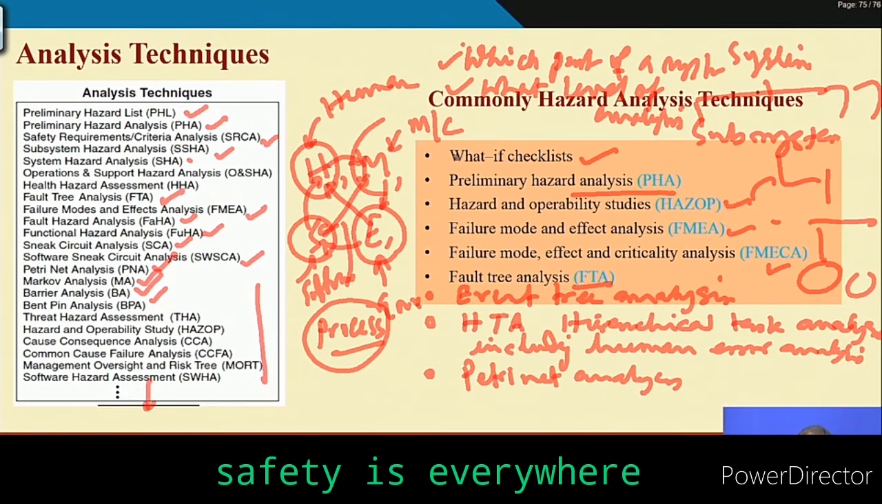For example, what-if and preliminary hazard analysis are very much used for any kind of thing like human, machine, environment, process. It is possible at the total system level or at the component level. Hazard and operability studies, HAZOP, is mostly used in process industries. Failure mode and effect analysis is mostly used for machine and equipment related items.